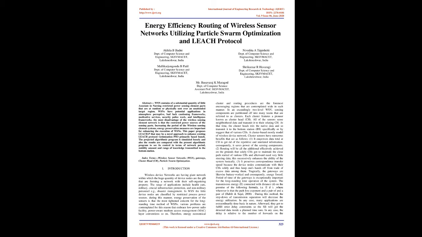Various problems are considered for this reason, which include low-power radio facility, power-aware medium access control, MAC, layer conventions and so on. Therefore, energy-efficient clustering and routing procedures are the most encouraging areas that are widely considered in this manner. In a two-level WSN, sensing components are partitioned into many groups that are referred to as clusters. Each cluster has a leader known as the cluster head, CH.